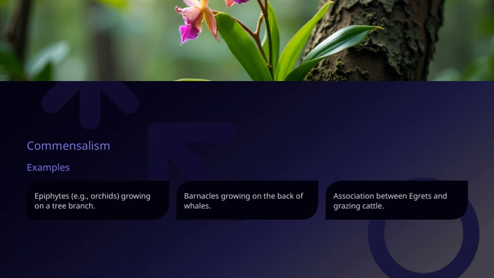Then there's the case of epiphytes, such as orchids, growing on tree branches. These plants use the trees as a support to reach better light and air exposure, but they don't harm the tree itself. All these examples illustrate a key point about commensalism. One species benefits, while the other is neither harmed nor helped. Understanding these relationships helps us see how different organisms coexist in complex ecosystems, often in ways that may seem subtle but are crucial for biodiversity.